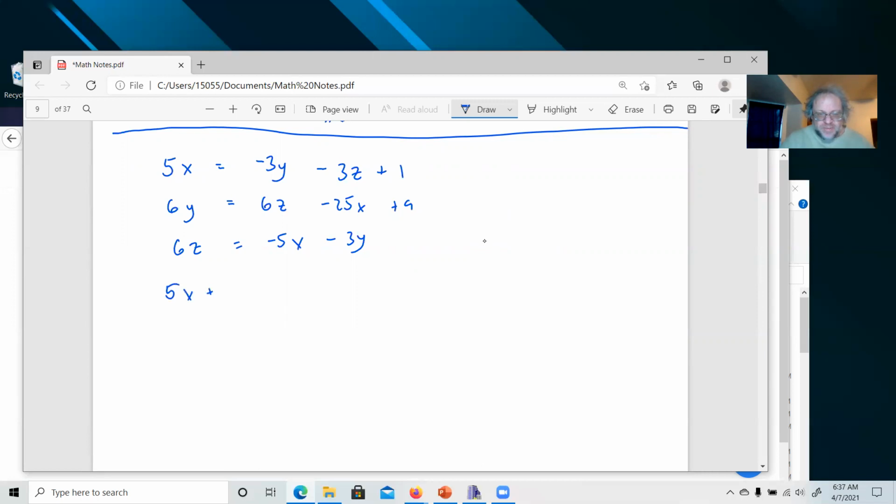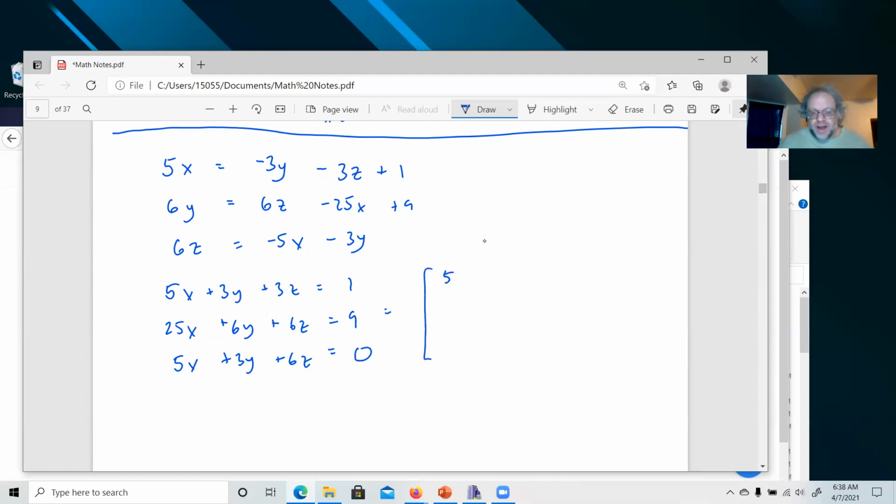So we have 5x plus 3y plus 3z is equal to 1. We have 25x, line them all up, plus 6y plus 6z is equal to 9. And then we have 5x plus 3y plus 6z. Hey, there's nothing left, 0. Okay, so my matrix form of this thing: 5, 3, 3, 25, 6, 6, 5, 3, 6, and then we augment it, put a dotted line there, 1, 9, 0.